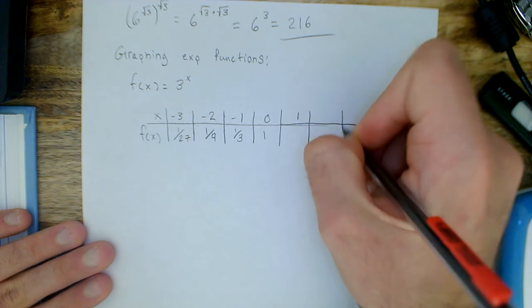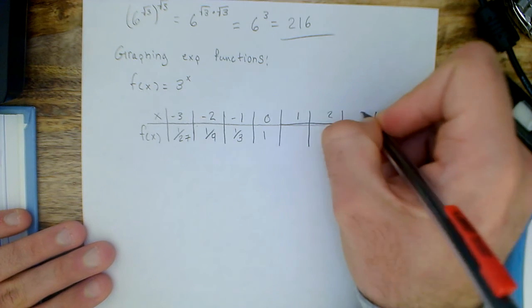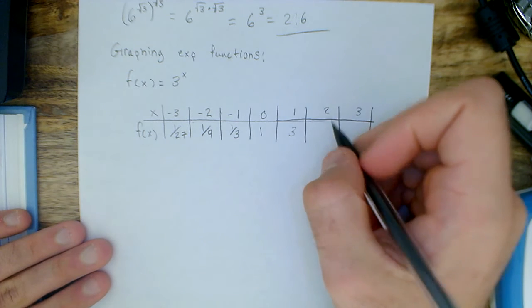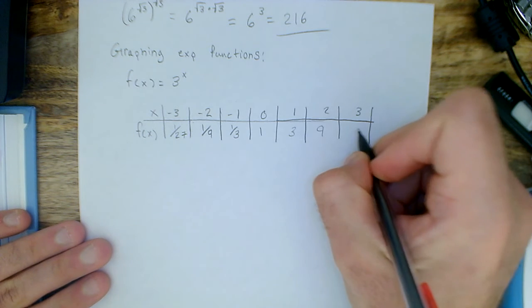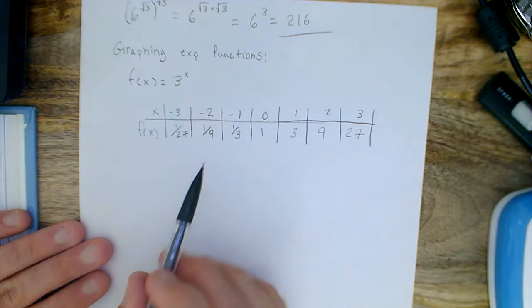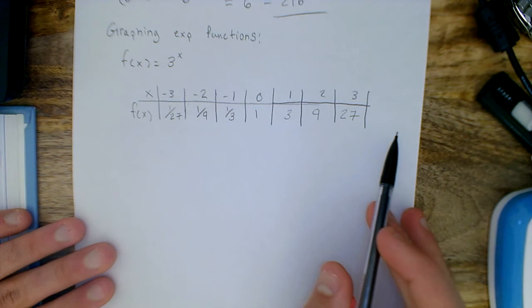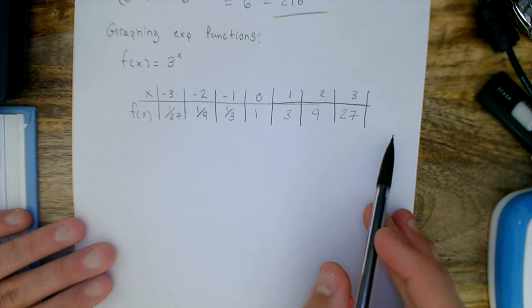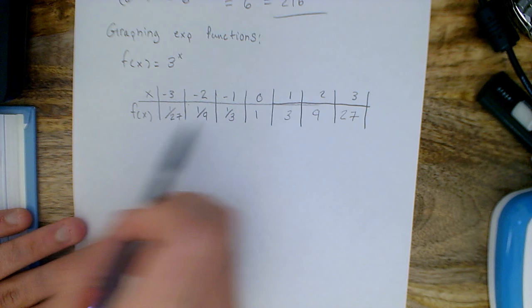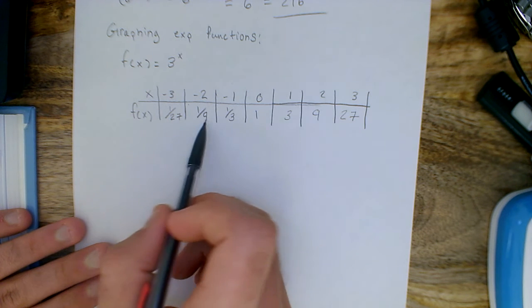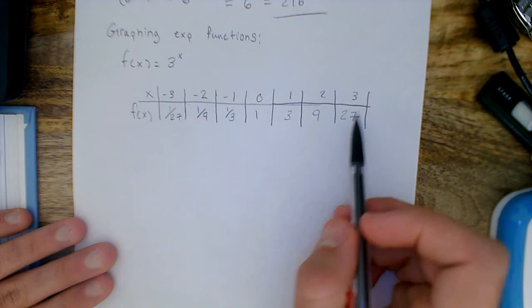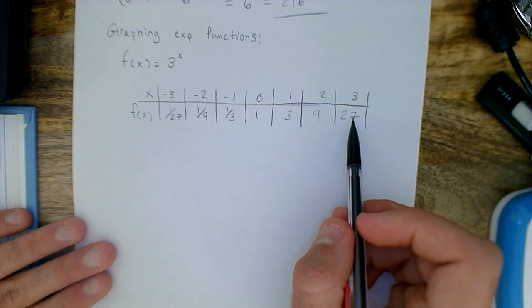If I do a couple more here. 3 to the 1st power is 3. 3 to the 2nd power is 9. And 3 to the 3rd power is 27. So you see this, as I move from left to right, the further I go left, these numbers seem to get closer and closer to 0. And the further I move right, the numbers just start to blow up and get very large.